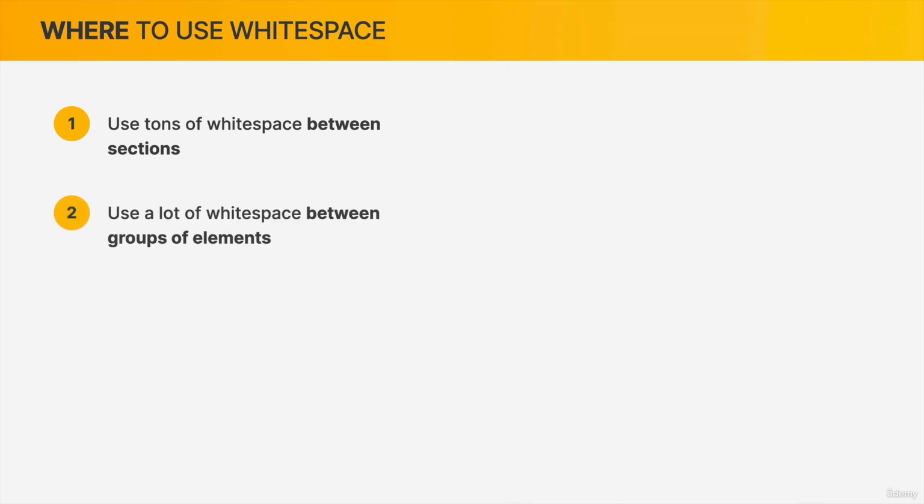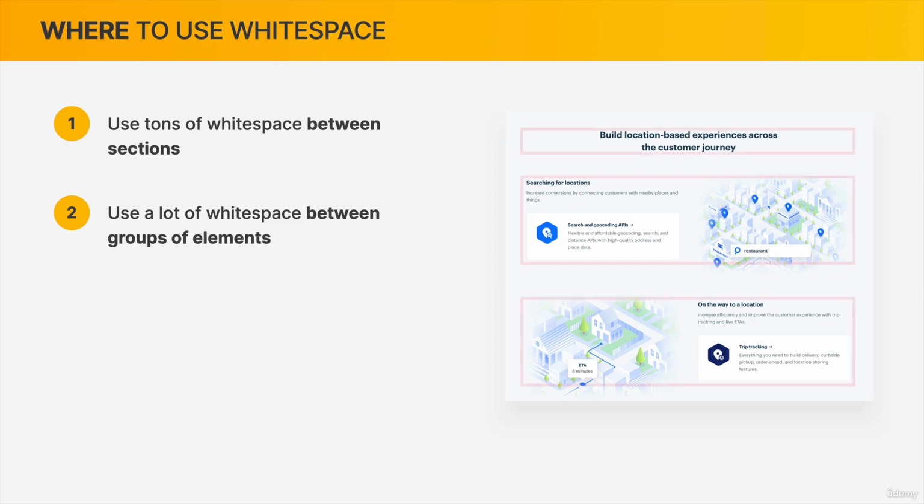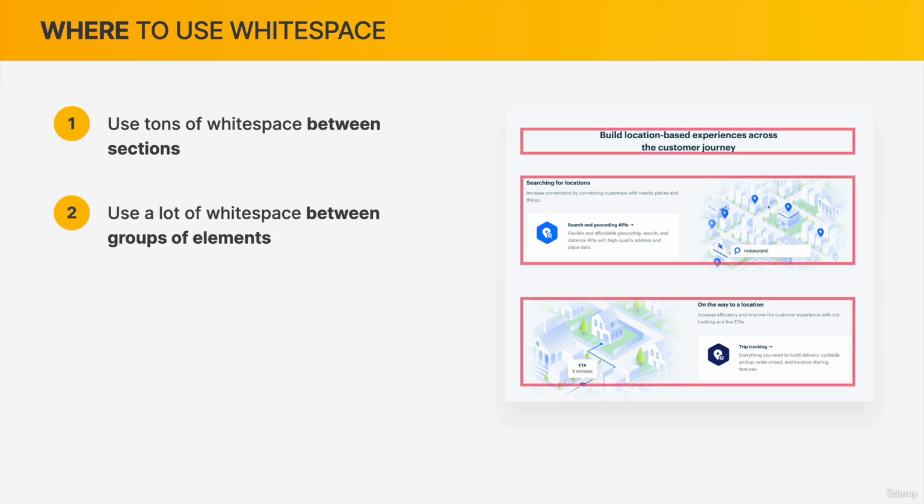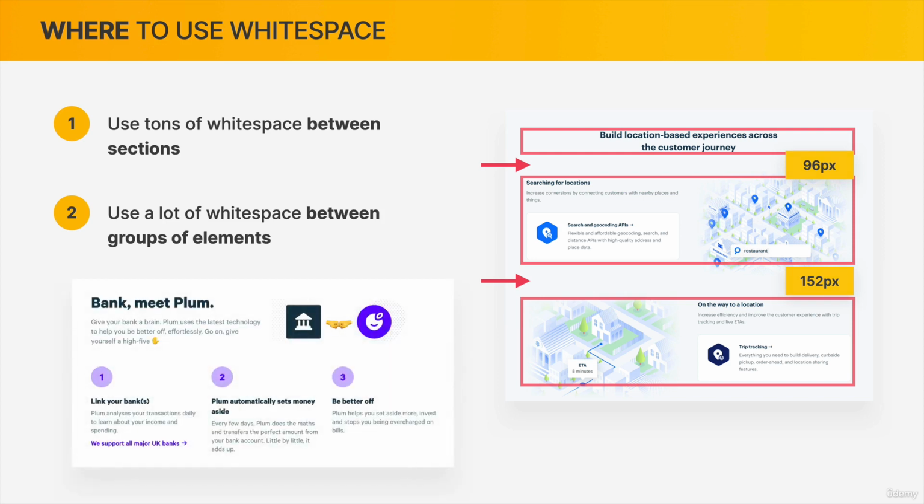Now the next place where you need to use white space is between groups of elements. So use a lot of white space there as well, but of course not as much white space as between sections. So here, for example, we have these different groups of elements, which we can clearly outline. And so between these, there is some white space, of course. And it is not little white space. So we have 96 there between the heading and then that first block of content. And then there is 152 pixels between these two rows. So it looks like it's a lot of space, but again, this is actually exactly the space that is needed to make this look clean and polished.